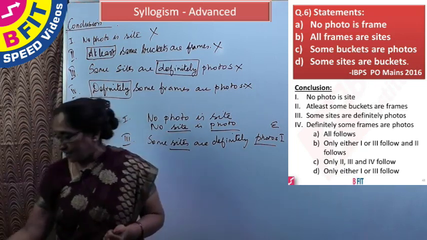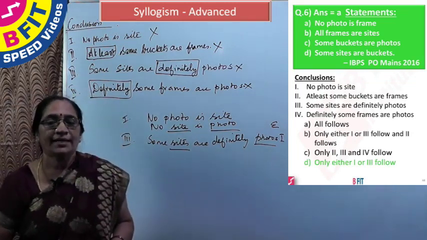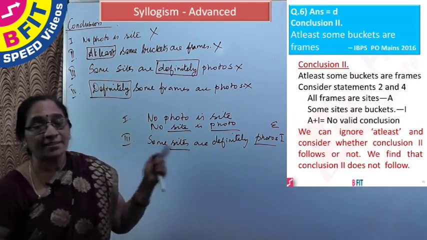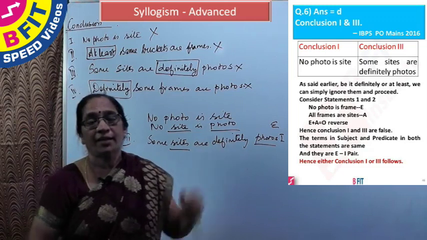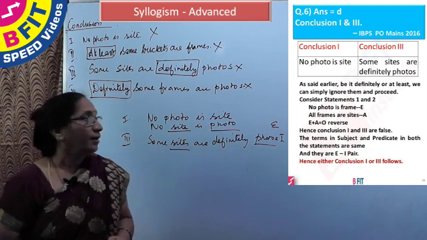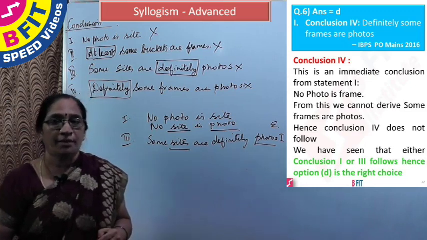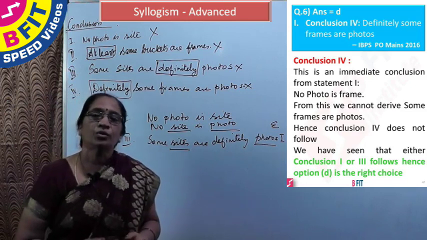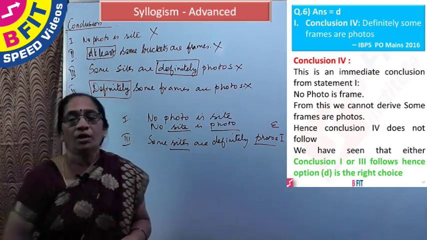And let us check the answer slide. The answer is option D, either 1 or 3 follows, and let us check the working slide. We have first dealt with conclusion 2, which is false. And we have taken conclusions 1 and 3 together, which are a complementary pair. Conclusion 4, which is an immediate conclusion from statement 1, is also false, and hence the answer is option D, either conclusion 1 or conclusion 3 follows. Now let us go on to the next question.